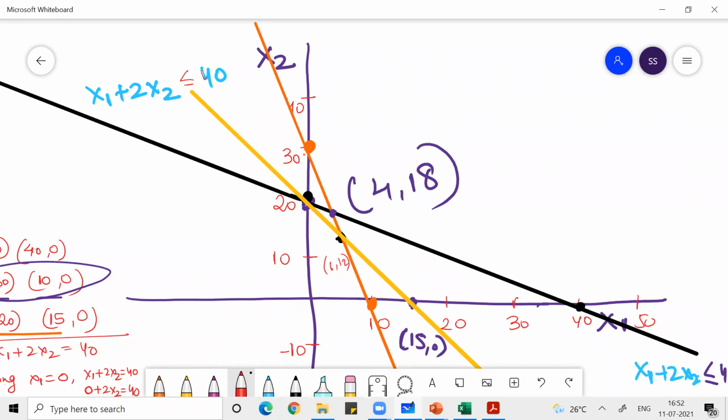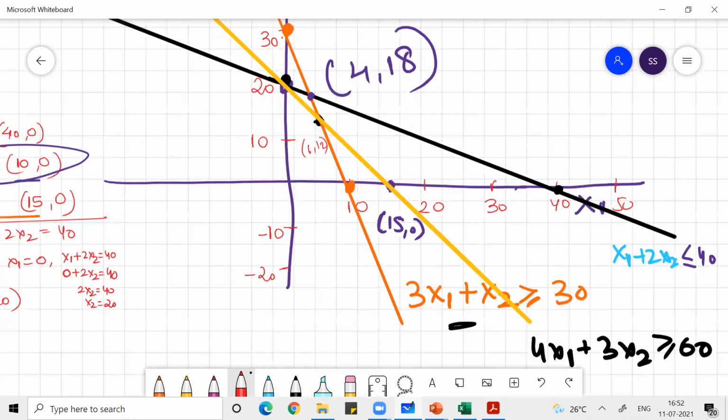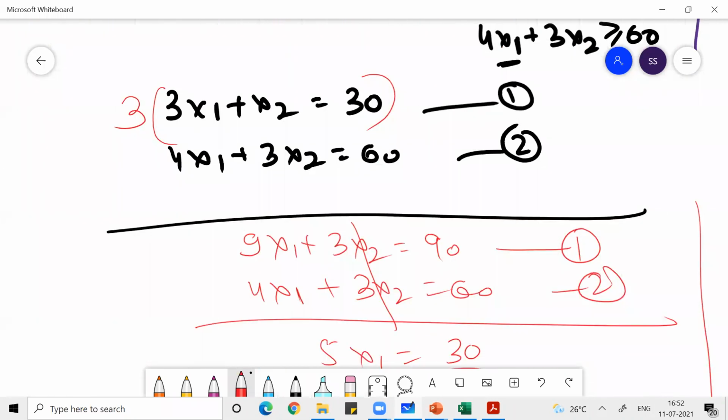Why did you take only 3 to multiply there? Sir, I multiplied it by 3 because I wanted to cancel x2. Here, the coefficient of x2 is 3. So that I can cancel x2, I'll multiply this by 3 so that this becomes 3x2. So 3x2 and 3x2, I can cancel them when I subtract.